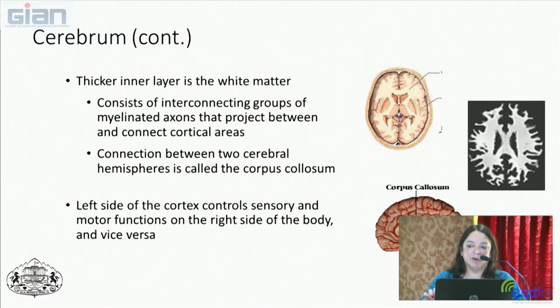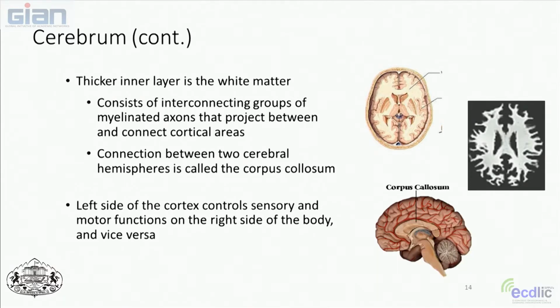And this is that same brain on the right here, segmented into the white matter now instead of the gray matter. The white matter consists of interconnecting groups of myelinated axons that project between the cortical areas of the cortex. So it's a large connection network that's keeping all the parts of the brain connected. And that's important when we start to talk about functionality, because you'll see that sometimes areas of the brain that aren't necessarily adjacent to each other are still talking to each other and working together.